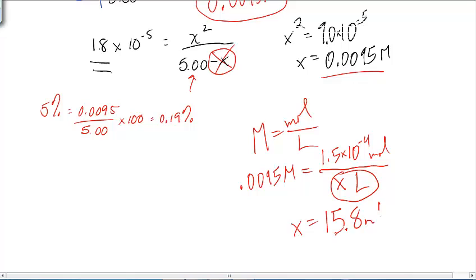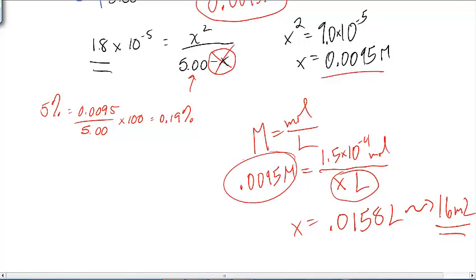15.8 milliliters, which to 2 sig figs. Sorry, you get it in liters, so we need to convert. It's 0.0158 liters. Like we had this conversation earlier, it looks like 15.8 liters, but it's 16 milliliters because we were limited to just 2 sig figs.